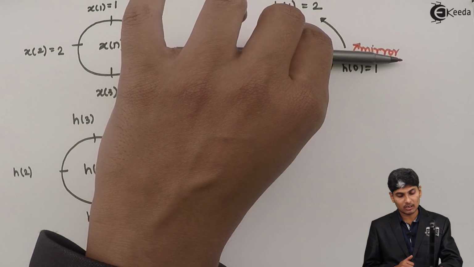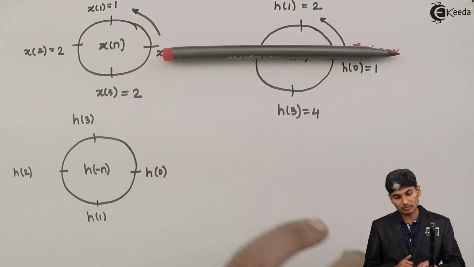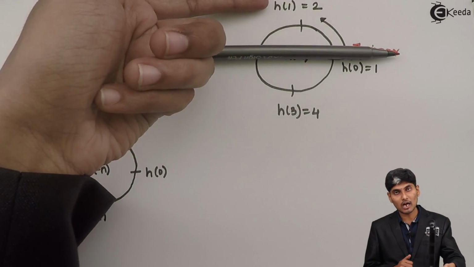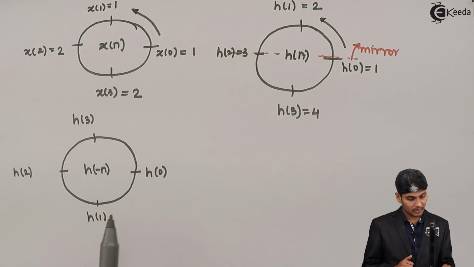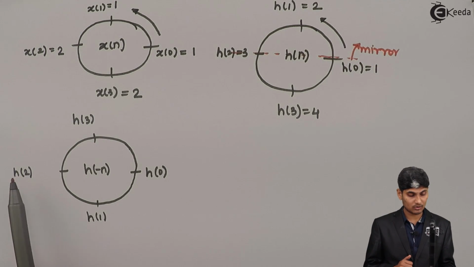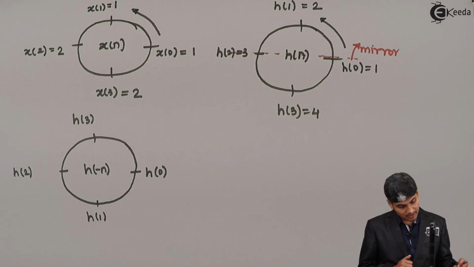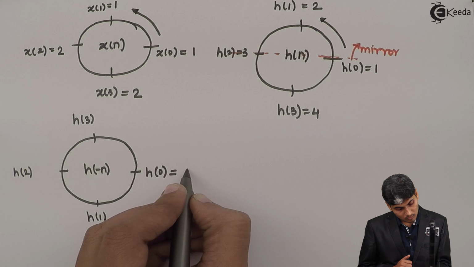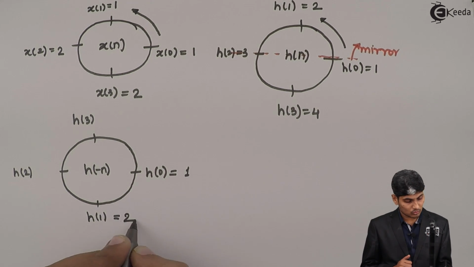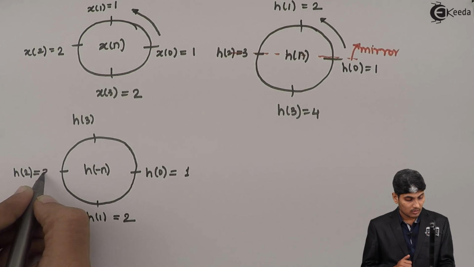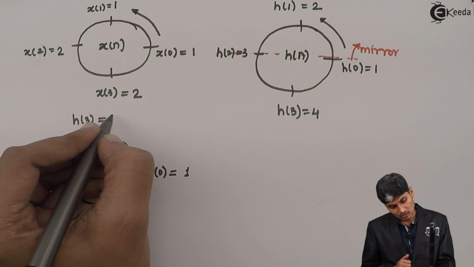So that means the mirror will come like this. Because the mirror is like this, this sample will go up and this sample will come down. So now my h of 0 and h of 2 will not change their position, but h of 1 and h of 3 will change their position. That h of minus n is now h of 0 is 1, h of 1 is 2, h of 2 is 3 and h of 3 is 4.